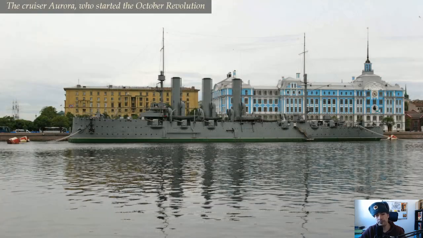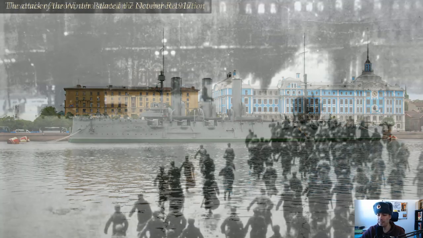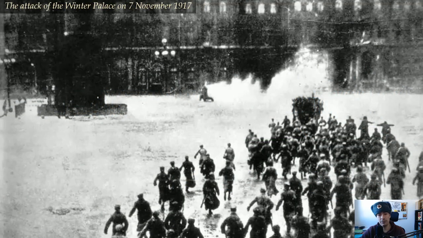So, well, this is the cruiser Aurora. This is today's photo, because this is the first warship that bombed the Winter Palace, and the Soviets preserved it, and you can visit it now because it's a museum in St. Petersburg. This is the attack of the Winter Palace. You have to know this date.